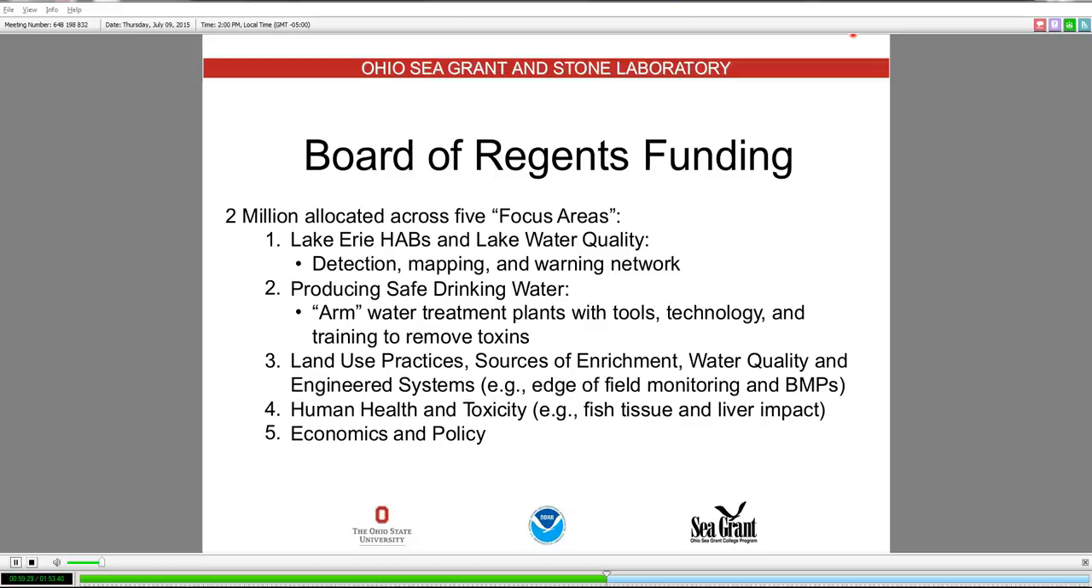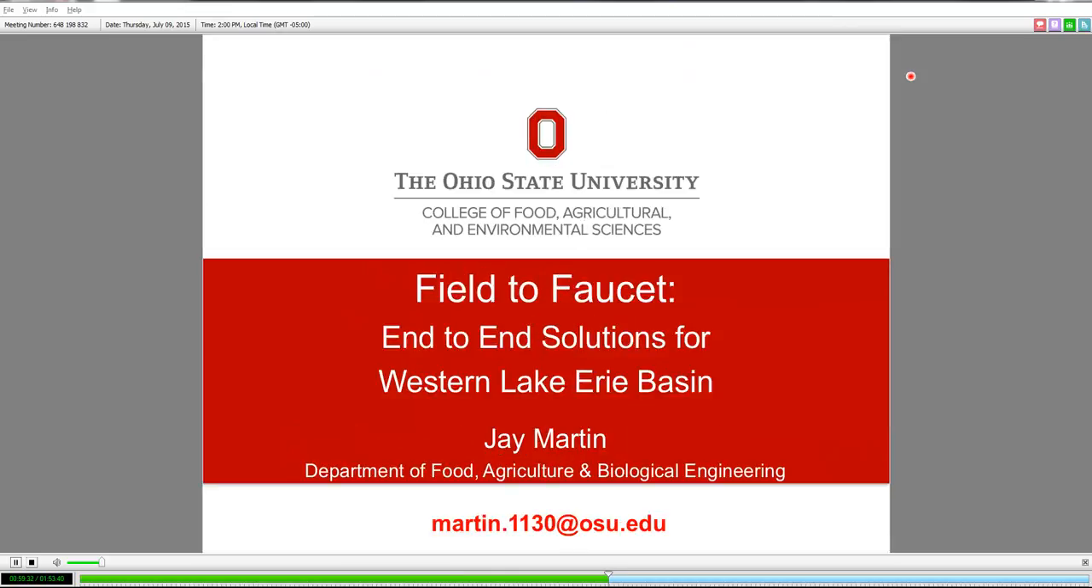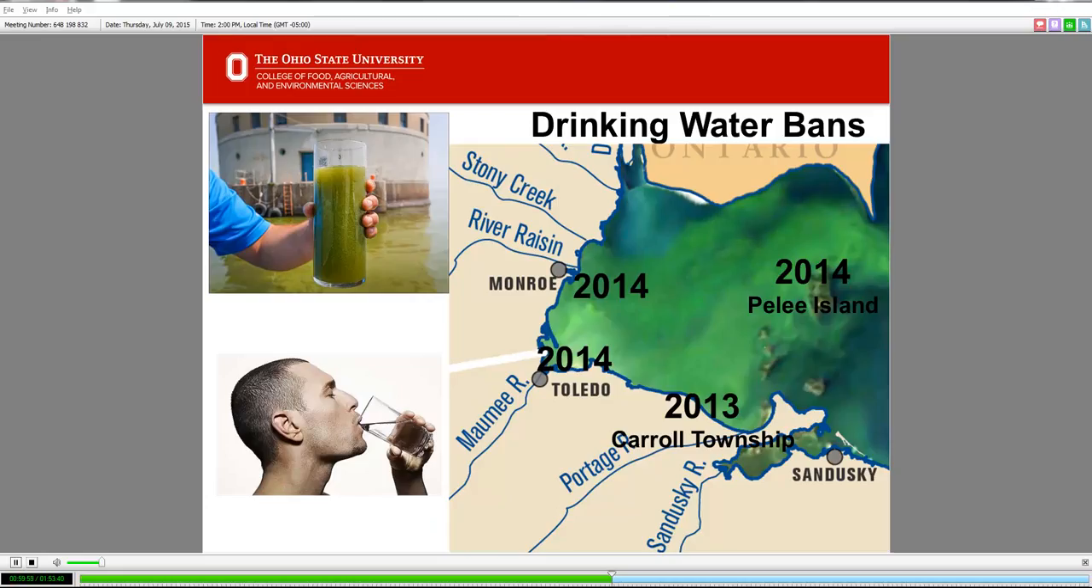We've talked a little bit about problems last year with drinking water in Toledo. There've also been drinking water problems last year in Monroe, Michigan, and Pelee Island, and also the year before that, in 2013, in Carroll Township, Ohio. So we've seen a trend of these drinking water problems. The harmful algae is going to be there, as has been forecast for this year, and so there's going to be the potential for these drinking water problems in the future. And one of the things we need to do, as we diligently start to reduce the amount of phosphorus coming into Lake Erie, is maintain safe drinking water, as Chris just mentioned.